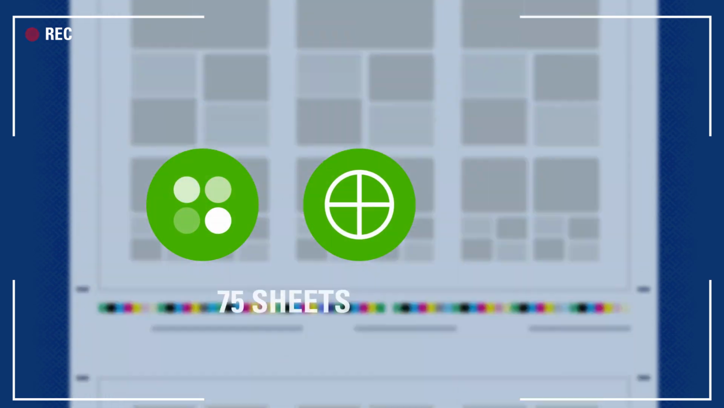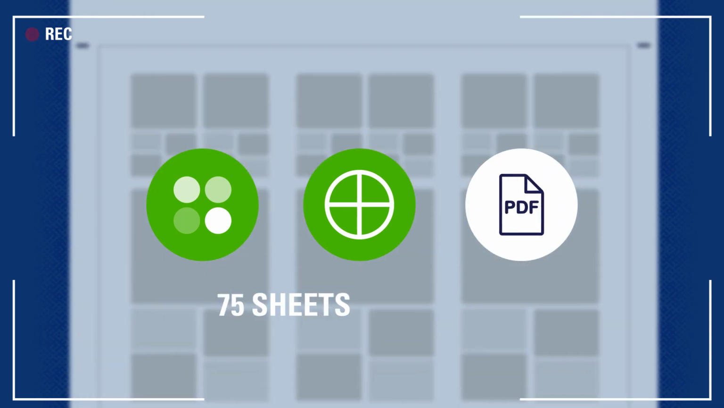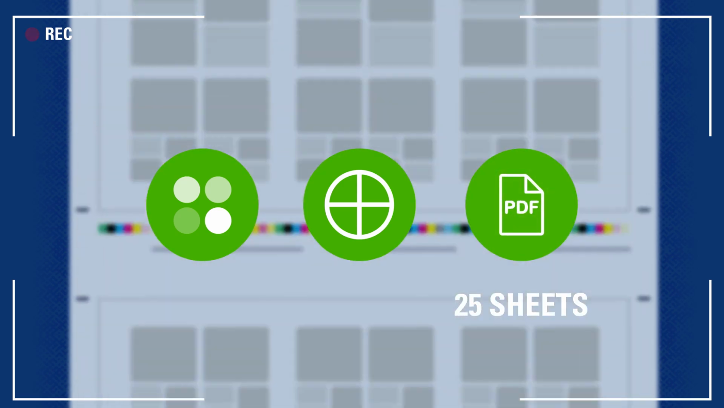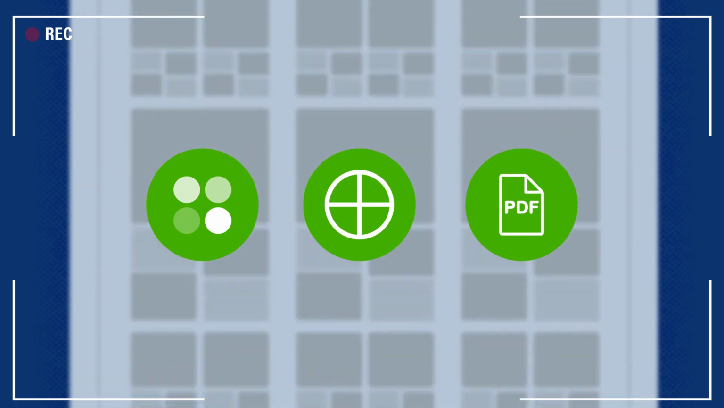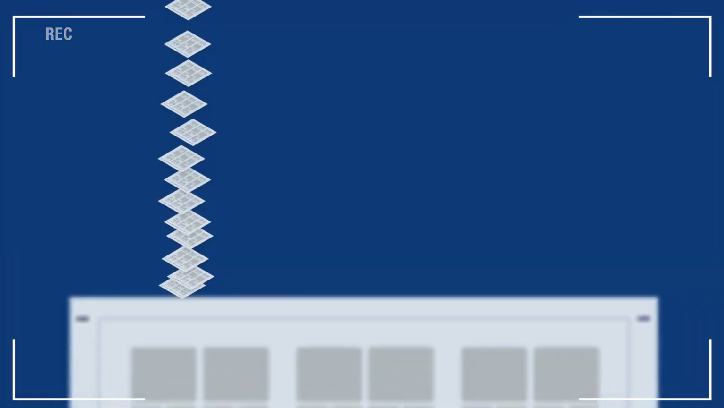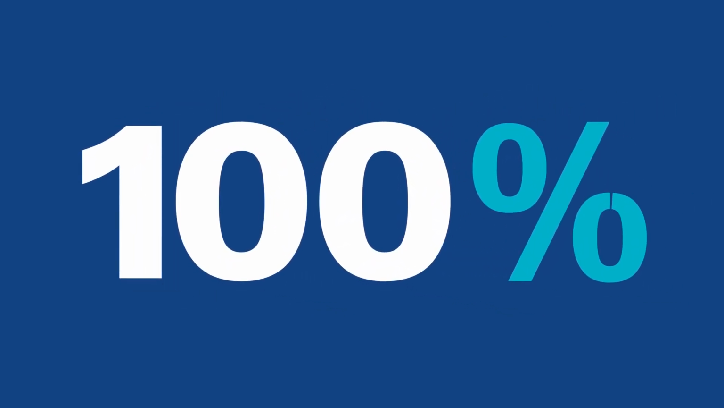Approval will follow at around 75 sheets. Next, it cross-checks with the pre-press PDF for quality judgment with approximately 25 sheets. This sequence will take place job after job with a single touch of the button. Using about 100 sheets, Autopilot gives you 100% confidence about your print quality.